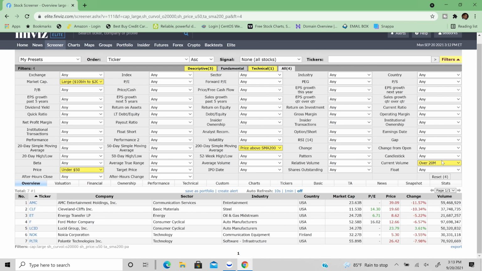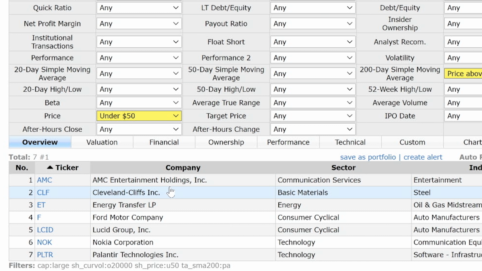Next up, volume over 20 million. I need to know that when I enter a trade, I can get in and I can get out. That is the purpose of volume. So what do we have? Well, we got returns in names that you guys are fairly familiar with. We have AMC Entertainment, Cleveland Cliffs, Energy Transfer, Ford Motor Company, Lucid Group, Nokia, and Palantir Technologies.